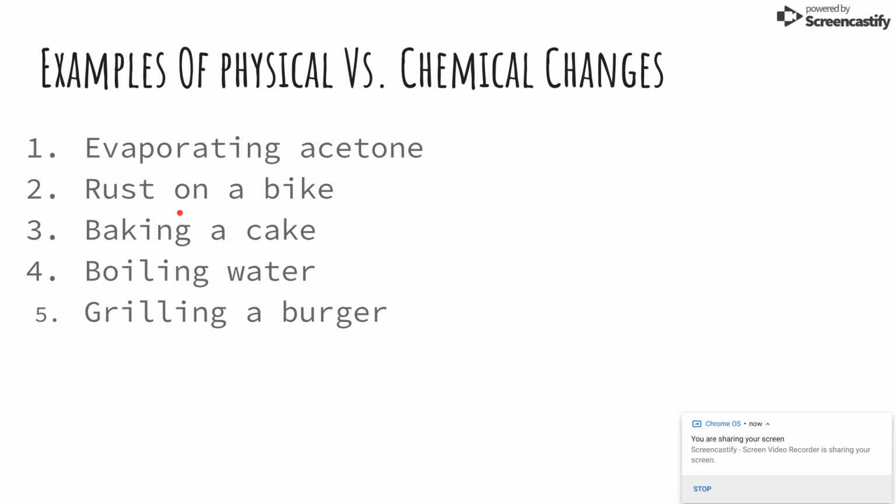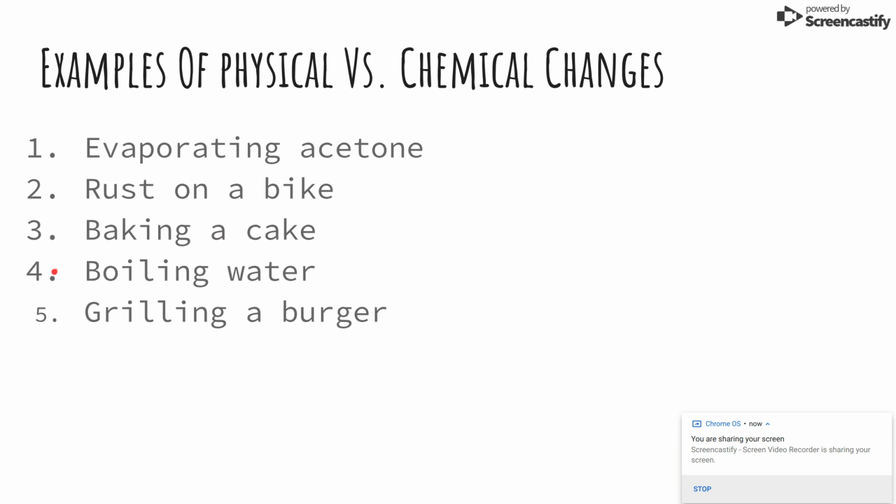Rusting is always going to be a chemical change, especially with iron. Say the bike was made out of iron and it's reacting with oxygen, it's going to result in rust. So this is a chemical change because there's a reaction occurring. And then number 3, baking a cake. Cooking is also a very common chemical change. Heating allows the baking powder in the cake to activate, which is what makes it fluffy because it creates little air pockets. So that's how your cake is nice and fluffy.